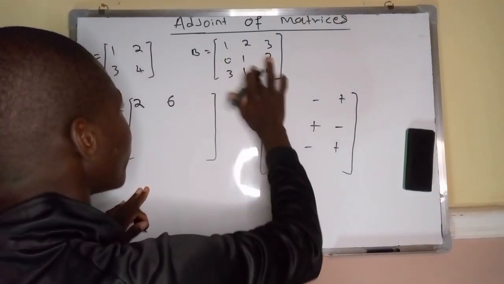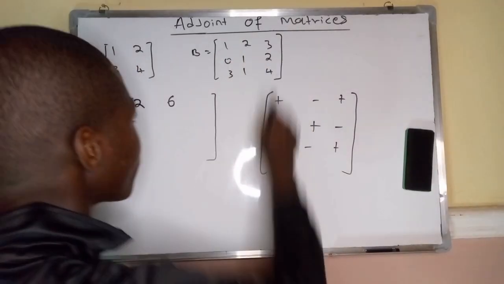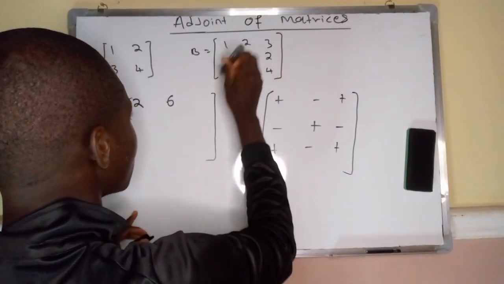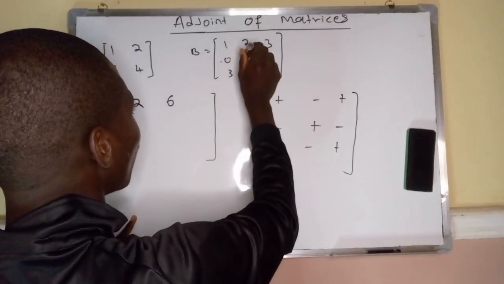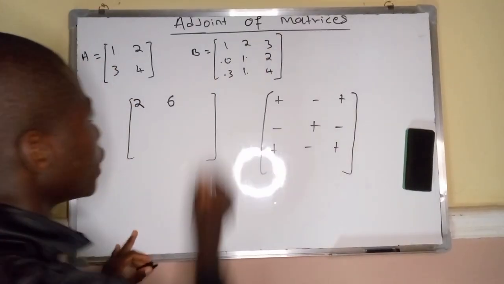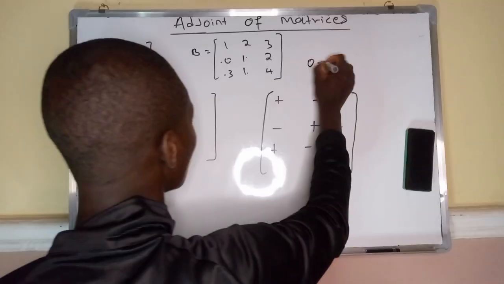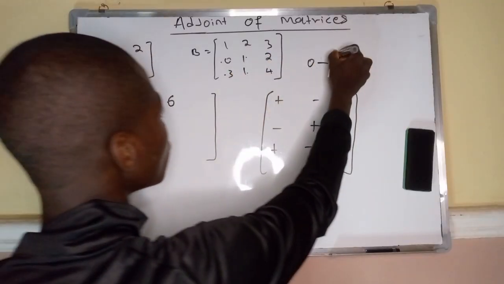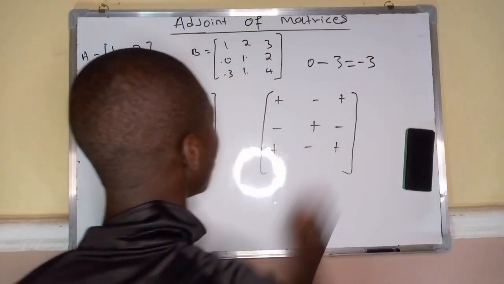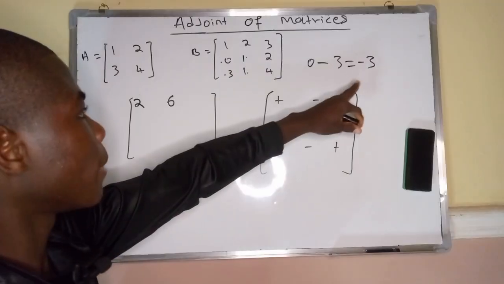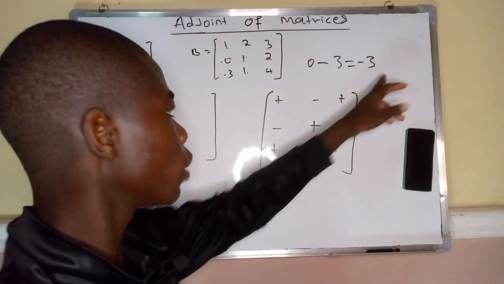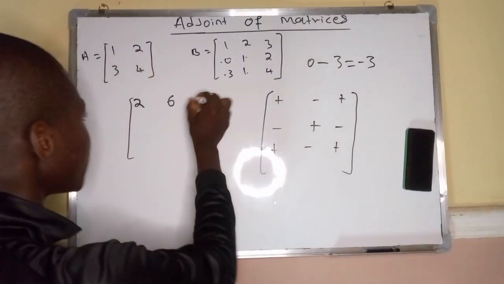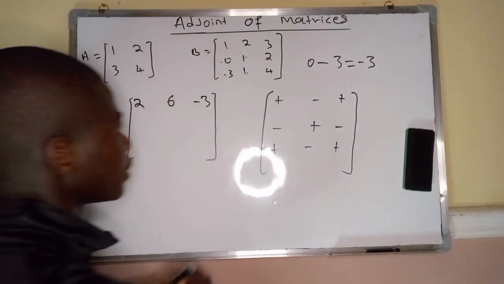So therefore, let me find the minor of 3. I will delete this, I will delete this. I'm left with 0, 1, and therefore 3 and 1. 0 multiplied by 1, which is 0, minus 1 multiplied by 3, which is 3. Therefore, it is equal to minus 3. So therefore, minus 3 multiplied by positive sign is the same thing as minus 3.